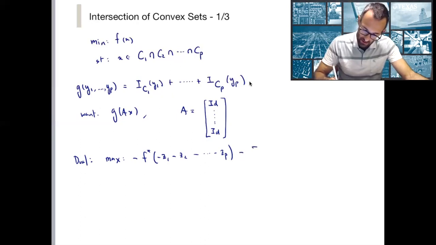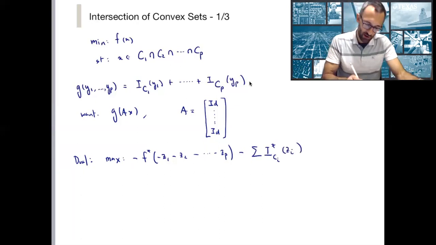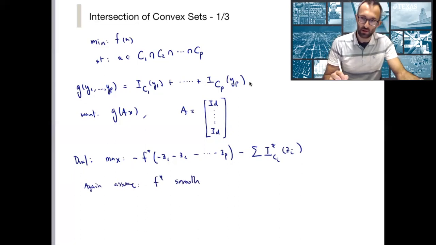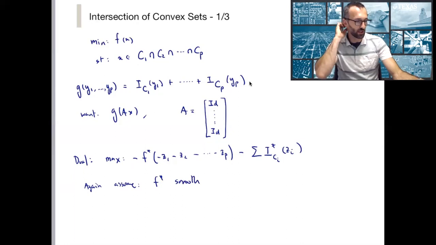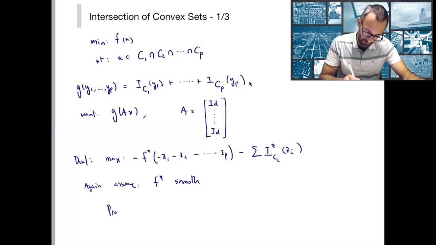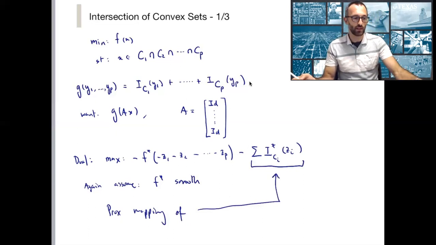Minus the sum of the duals of the indicator functions of Ci. So again, I'm going to assume that f star is smooth, or equivalently that f is strongly convex. And I want to do dual prox gradient, so I now need to find the prox mapping of this sum of indicator functions.